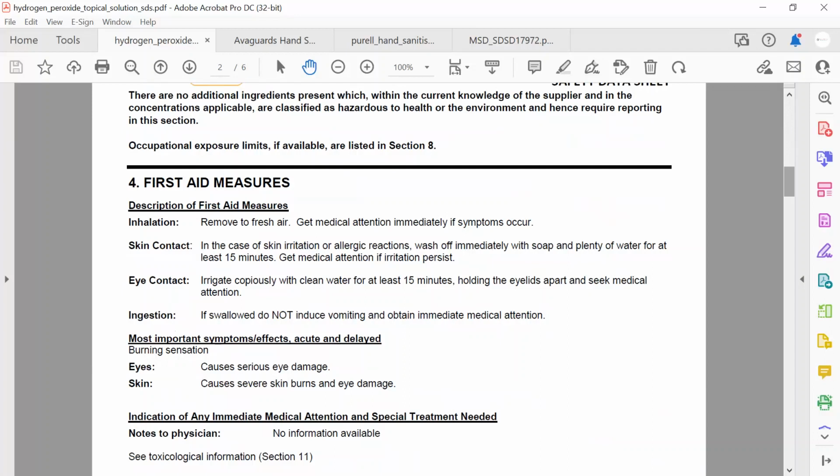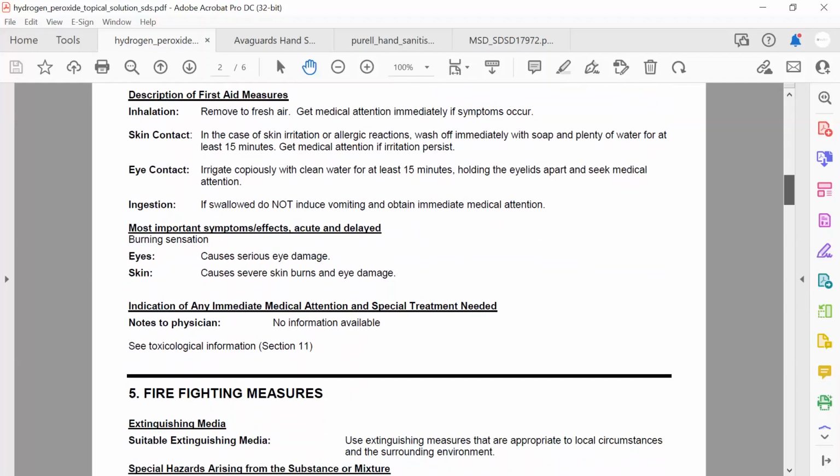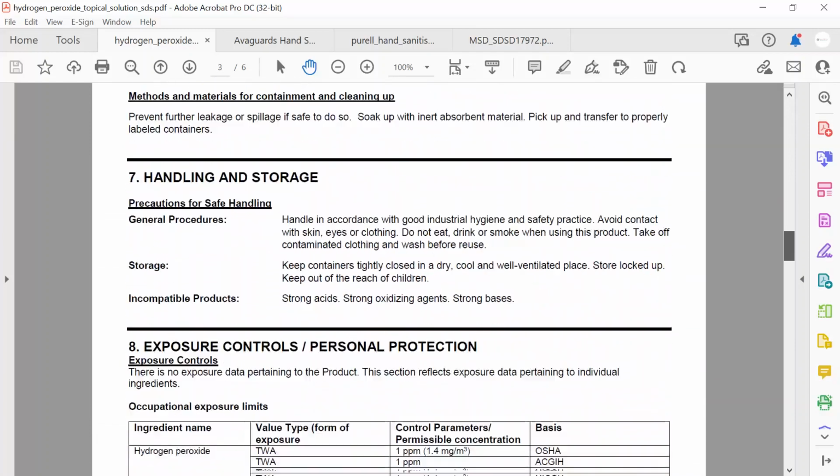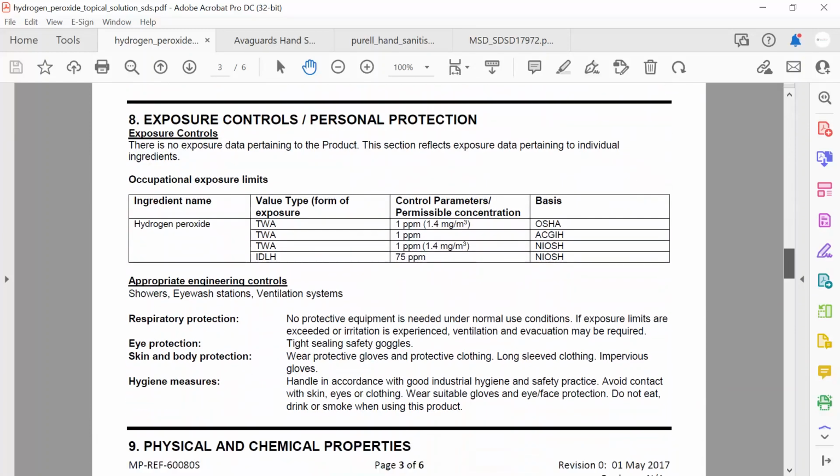that helps you get enough time to get over to maybe a sink mounted eye wash kit or a shower for chemical exposures. And now it does talk about some acute and delayed symptoms, could be a burning sensation. It can cause serious eye damage and severe skin burns and eye damage as a delayed symptom. It does also talk about your firefighting measures, accidental release measures, just as before. We're going to go over to our exposure controls.